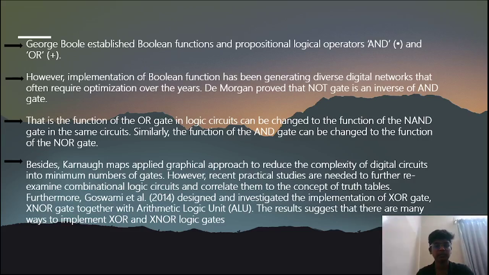George Boole established Boolean functions and the propositional logic operators AND and OR. However, implementation of Boolean functions has been generating diverse digital networks that often require optimization over the years. De Morgan proved that the NOT gate is an inverse of the AND gate. That is, the function of the OR gate in logic circuits can be changed to the function of the NAND gate in the same circuits. Similarly, the functions of the AND gate can be changed to the function of the NOR gate.